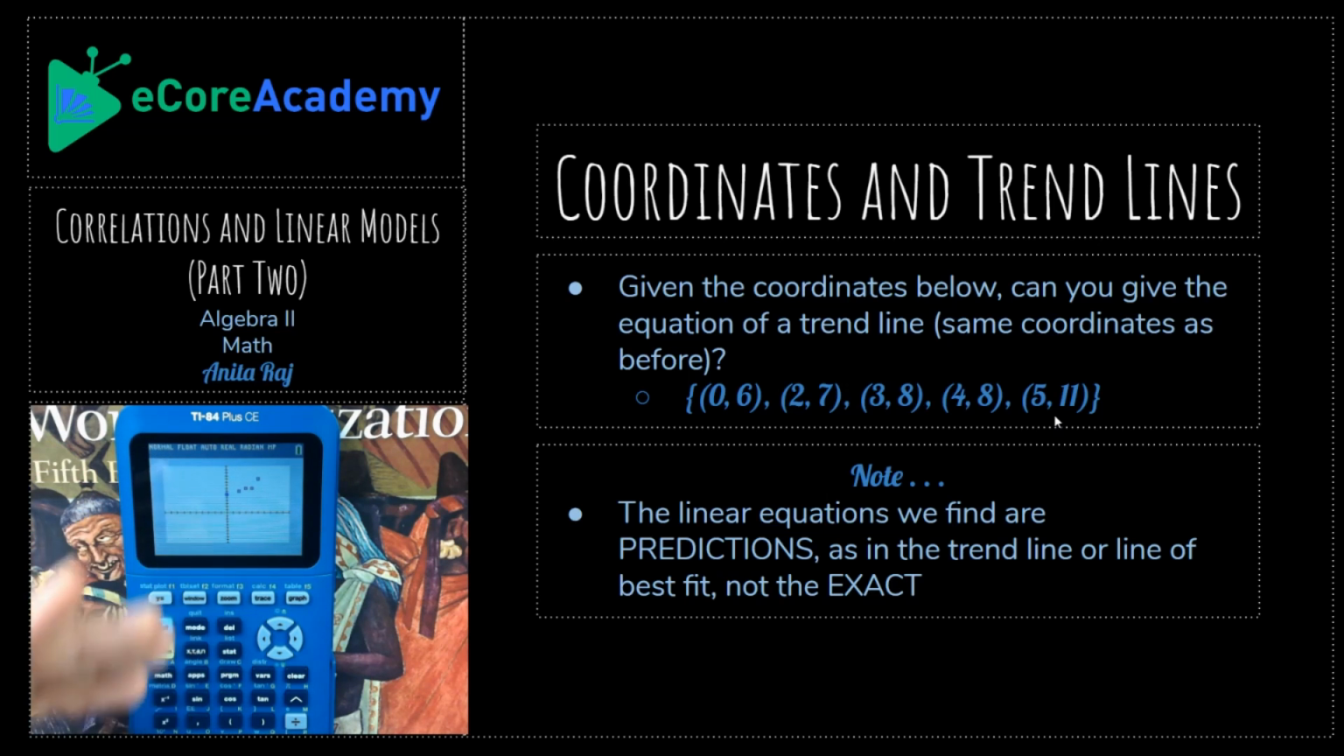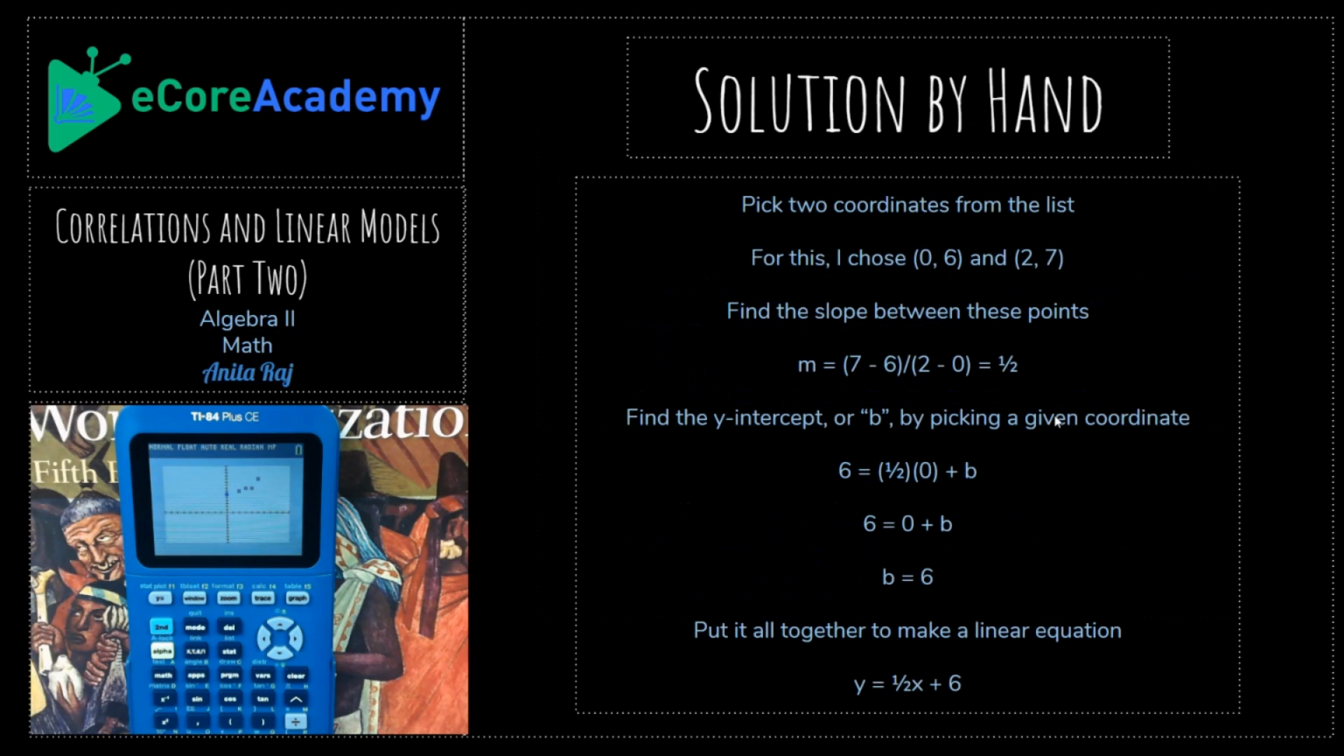It's a prediction. It's not exact. Okay. So the first part of the solution I want to show you is doing the solution by hand. This is for you guys who don't have access to a calculator. It's perfectly fine. You can still do linear regressions by hand, and I'm going to show you how to do it. So first, you want to pick 2 coordinates from the list.